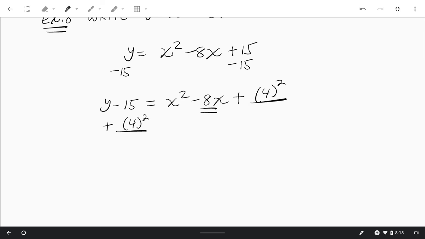So on the left-hand side, I'm going to get y plus 1. And on this side, this is going to be a square of a binomial, and it's going to be x. I'm going to use this sign right over here, minus, and I'm going to use this number that we squared. So I'm going to use 4, okay?